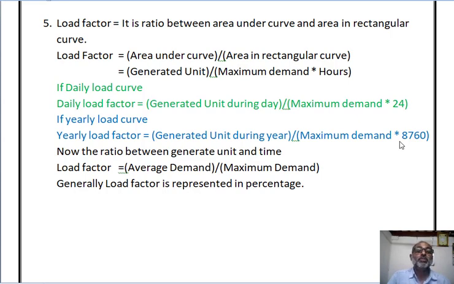Now, the ratio between generated units and time gives the average demand. So the load factor is equal to the average demand divided by the maximum demand, because generated units divided by time we can write as average demand. So we can write load factor is equal to average demand divided by maximum demand. Generally the load factor is represented in terms of percentage.